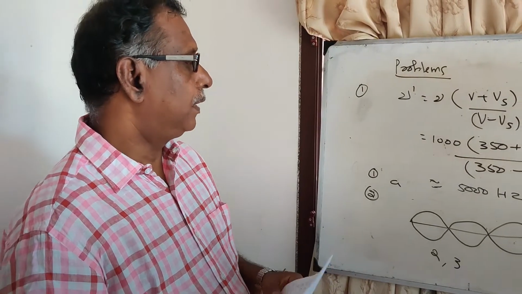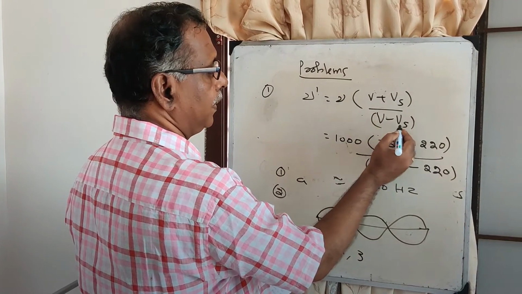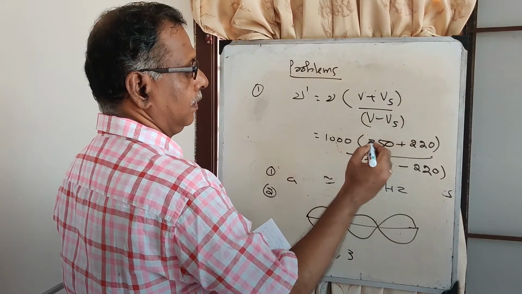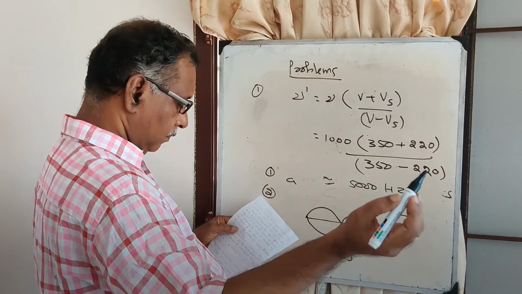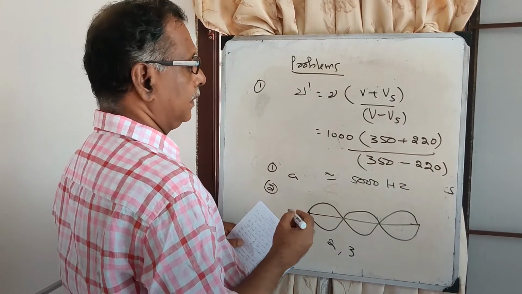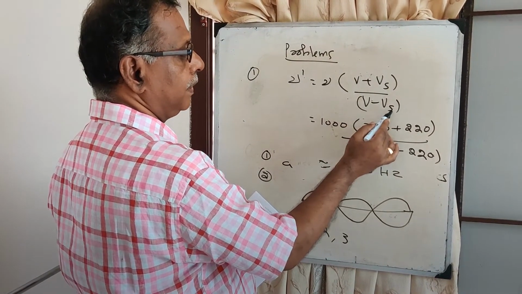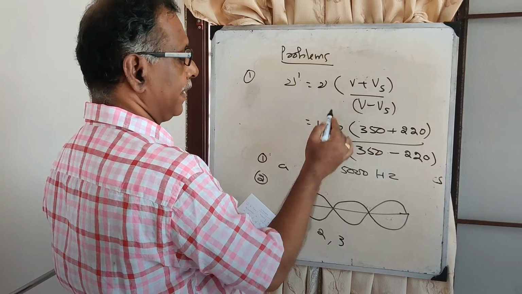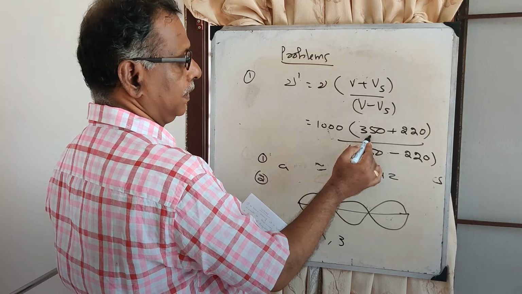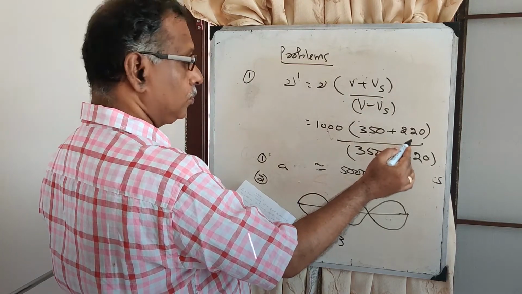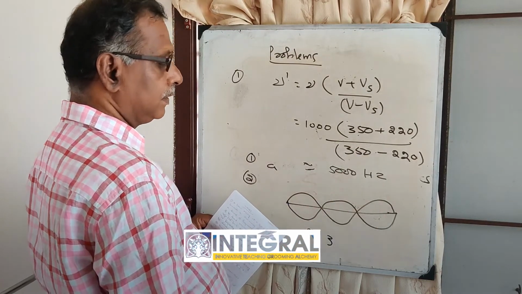Here we can apply the formula nu dash equals nu into V plus Vs divided by V minus Vs. That is, sound is produced from a point, falls on a distant object and is then reflected back. Nu is 1000 Hz, velocity of sound we take as 350 meters per second, and velocity of the source is 220 meters per second. Therefore you will get the answer as 5000 Hz.